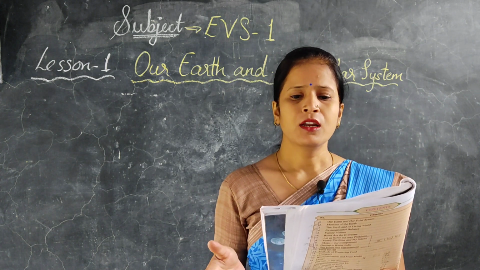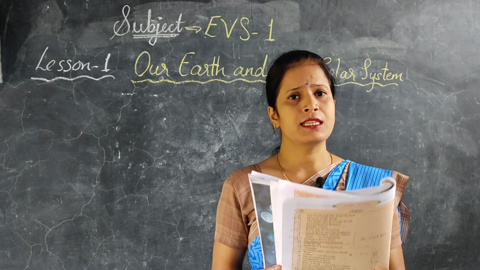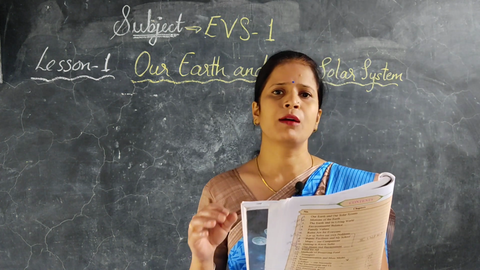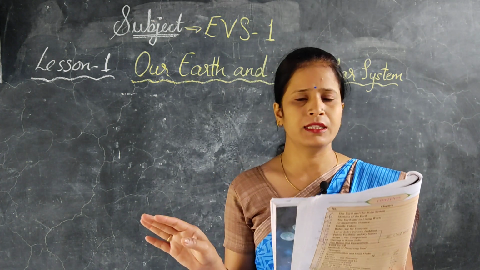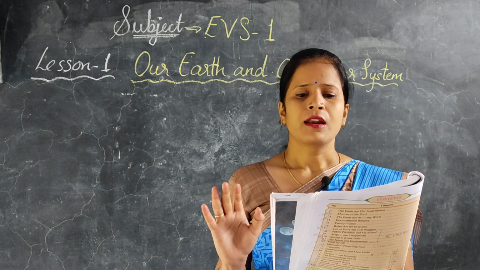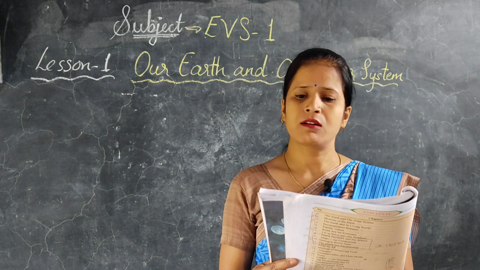In its bright light during the day we cannot see other stars. Its light is so intense that we cannot see the other stars during the day. Got it? Now next is the planets. The heavenly bodies that do not twinkle are called planets.